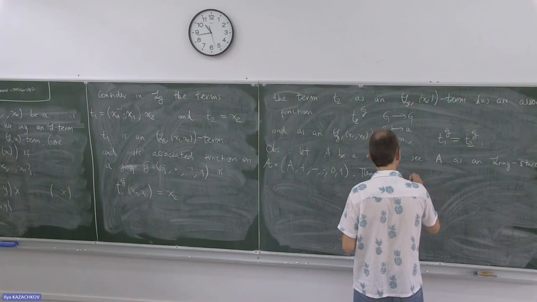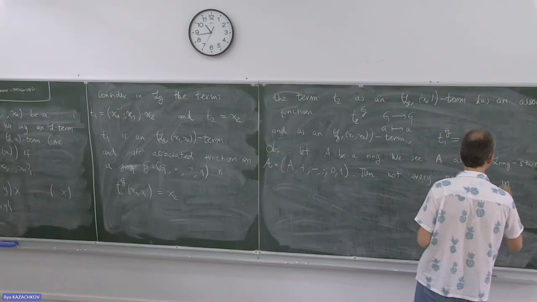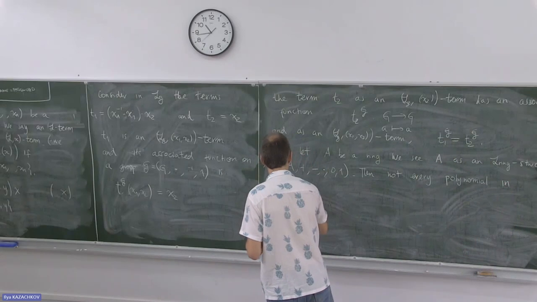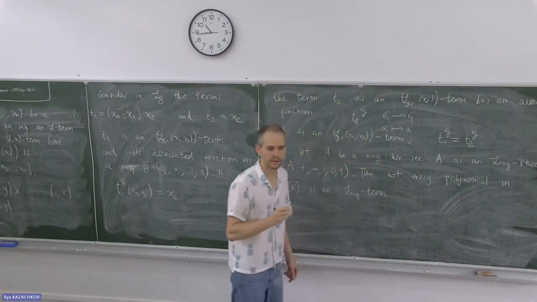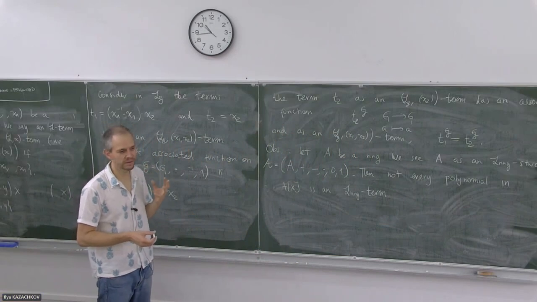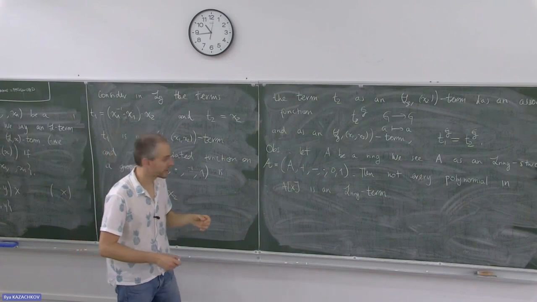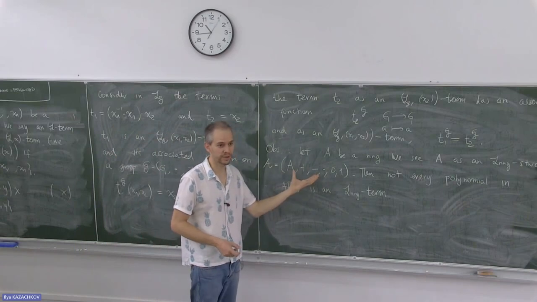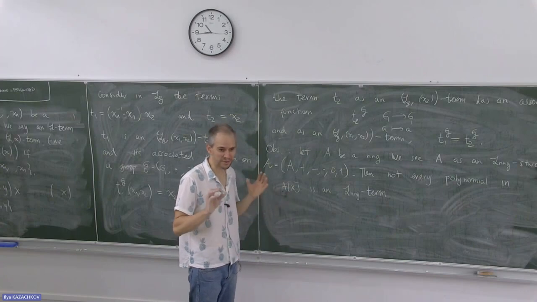Not every polynomial in, let's say, A[X] is an L ring term. Anyone could see why this is perhaps silly, but important to check. Why? Because the elements of A are constants. Exactly, we don't have coefficients in this language. I cannot write every element of A, I don't necessarily have a constant. The coefficient has to be 1 or minus 1.